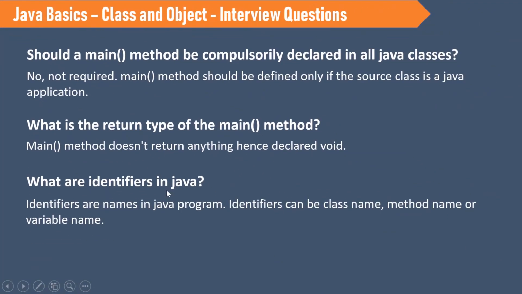What are identifiers in Java? Identifiers are names in a Java program. Identifiers can be a class name, method name, or variable name.